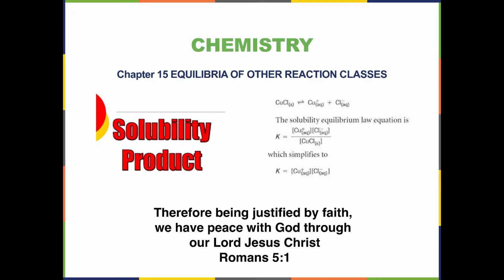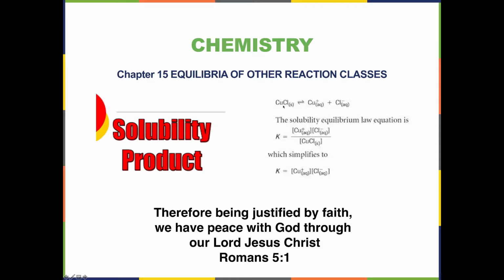Today we're going to talk about the solubility product. The solubility product is a type of equilibrium, and in many ways it's simpler than some of the other equilibria we've been dealing with, particularly the acid-base equilibria. This initial slide gives you an overview of what we'll be talking about.